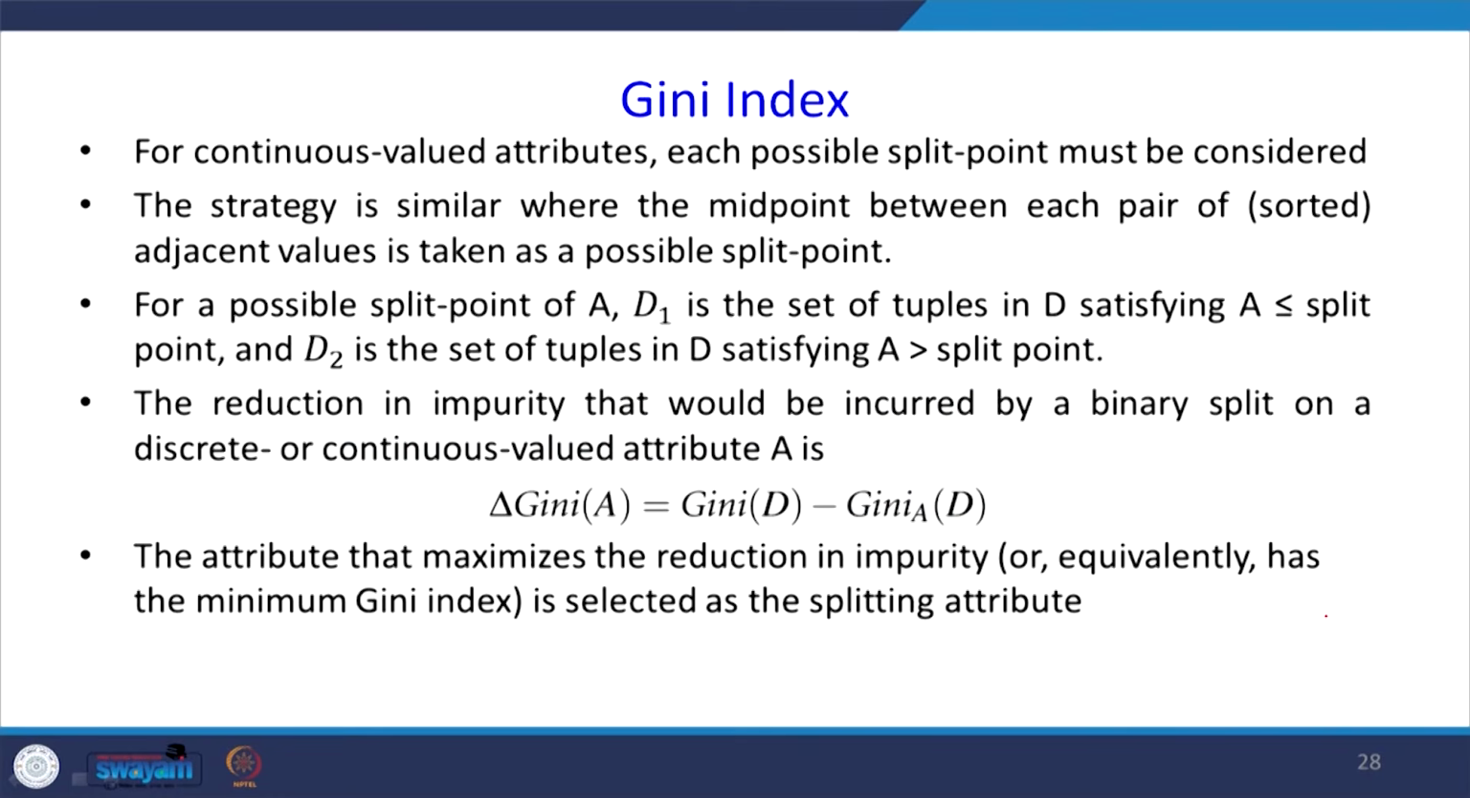For continuous valued attributes, each possible split point must be considered. The strategy is similar, where the midpoint between each pair of adjacent values is taken as a possible split point. If there is a continuous variable, in a sorted data set, the midpoint should be taken as the splitting criterion.